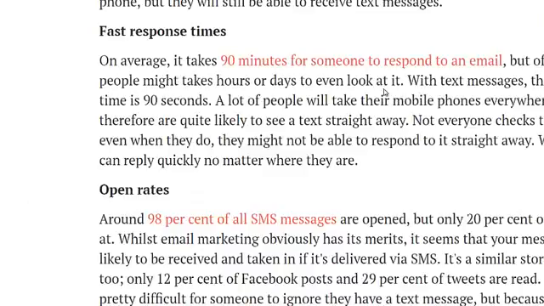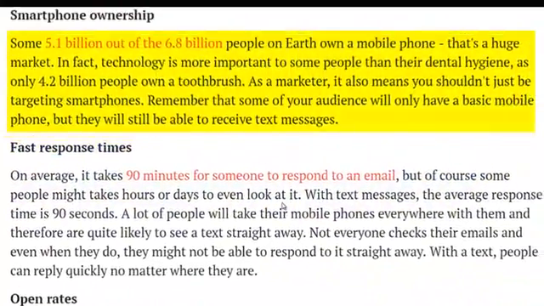Let's take a look at the fact that 5.1 billion people have a mobile phone. Think that through. There's 6.8, almost 7 billion people in the world, and the overwhelming majority of them have a mobile phone. As a matter of fact, this article goes on to say that only 4.2 billion people own a toothbrush. So more people own a phone than own toothbrushes. I don't know how they figure that out.